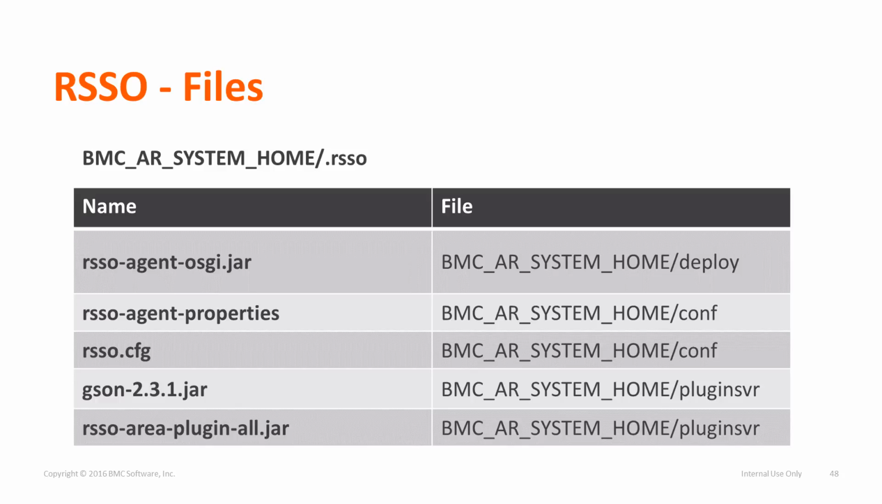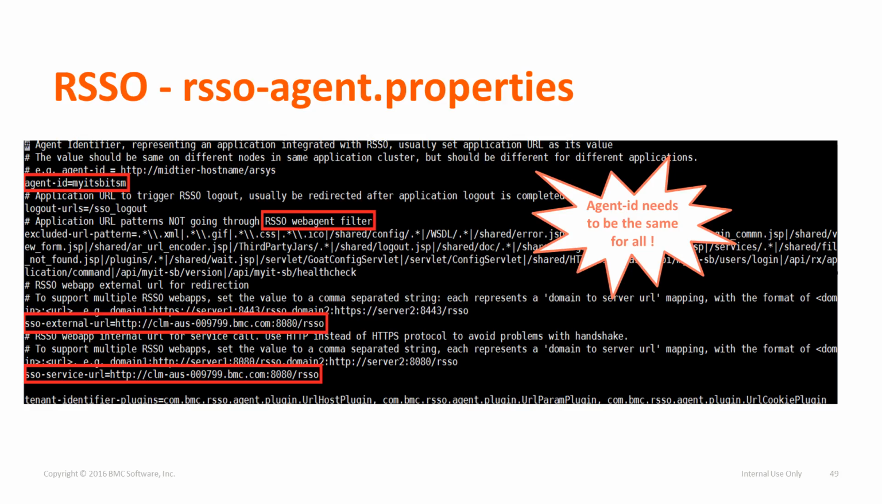For those of you who are familiar with 3.2, you might recall we had to manually copy certain files over to the broker server. With 3.3, we no longer have to do that. There's actually a directory, a hidden directory within AR System Home. So once you navigate to that directory, you'll find all of these files, and obviously for RSSO to work from a Service Broker point of view, they have to be copied to the relevant directories here: deploy, conf, and plugin server. Once that's done, then we need to go about configuring Service Broker.